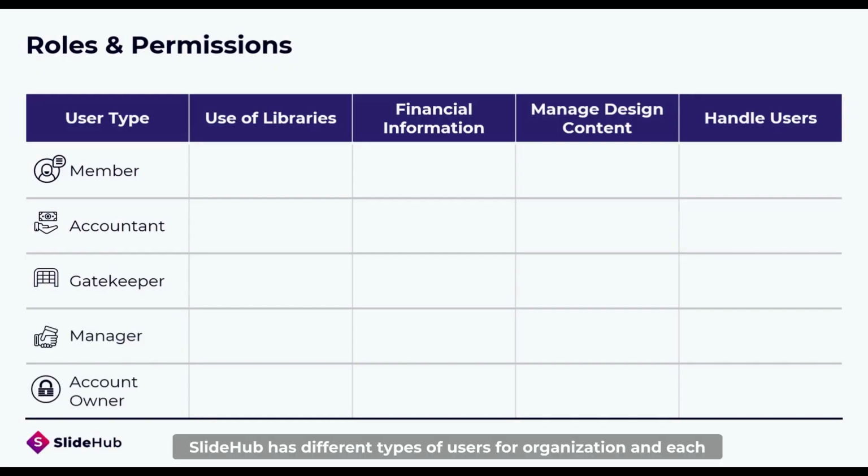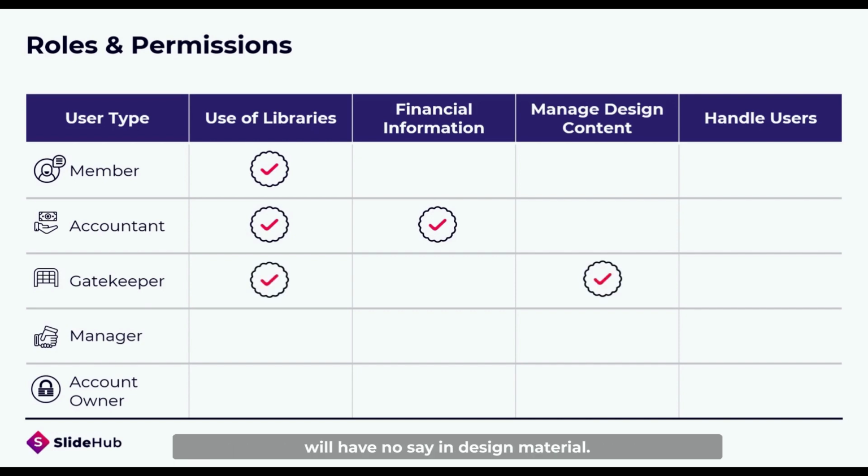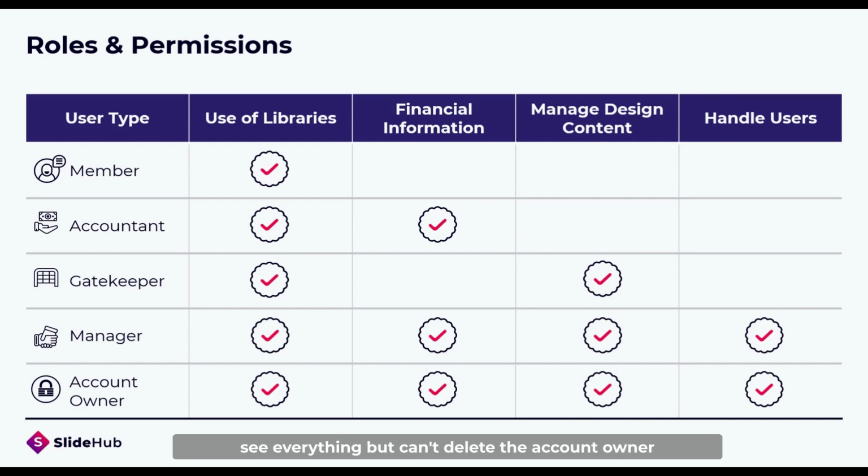SlideHub has different types of users for organization, and each one of them has access to specific actions. Members are only allowed to make use of the libraries. Accountants can see financial and billing information but will have no say in design material. Gatekeepers are able to manage design content but not financial information or handle users. And managers have control to manage and see everything but can't delete the account owner, and there can only be one account owner.